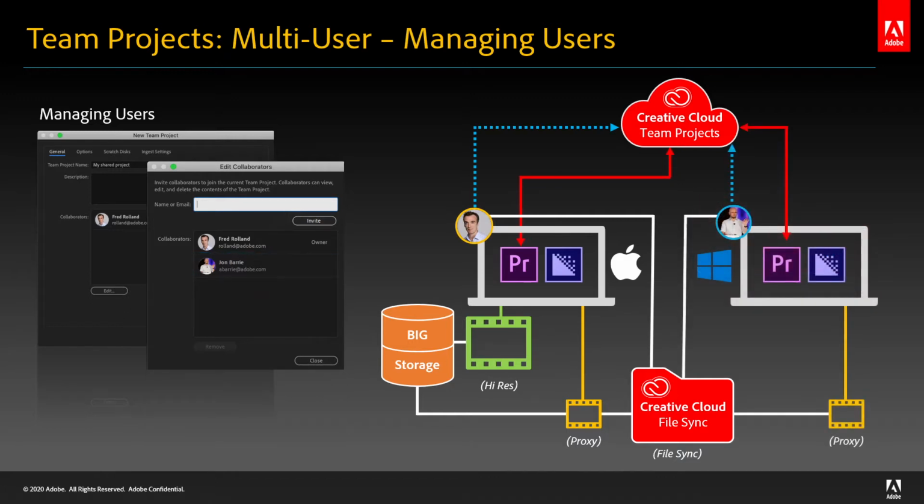To remove a collaborator, open the Team Project settings and navigate to the Edit Collaborators list. Select the user ID slot from the listing and select Remove to revoke access to the Team Project.